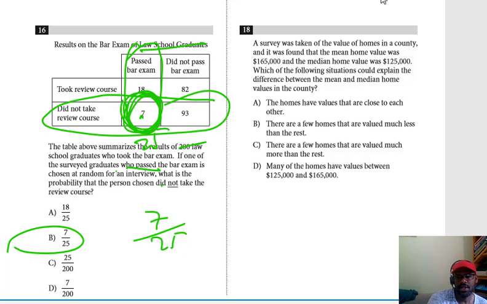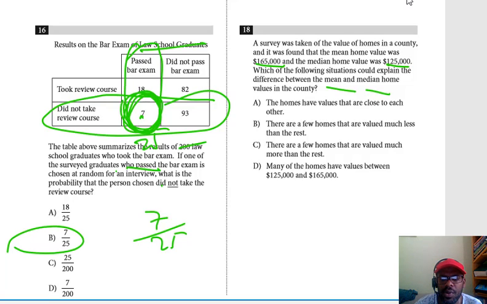18. A survey was taken of the value of homes in a country, and it was found that the mean home value was this much, and the median is this much. Let's compare. Now which of the following situations could explain the difference between the mean and median?